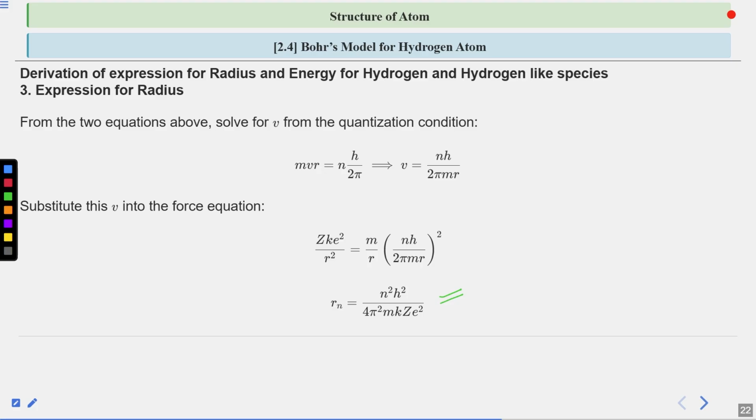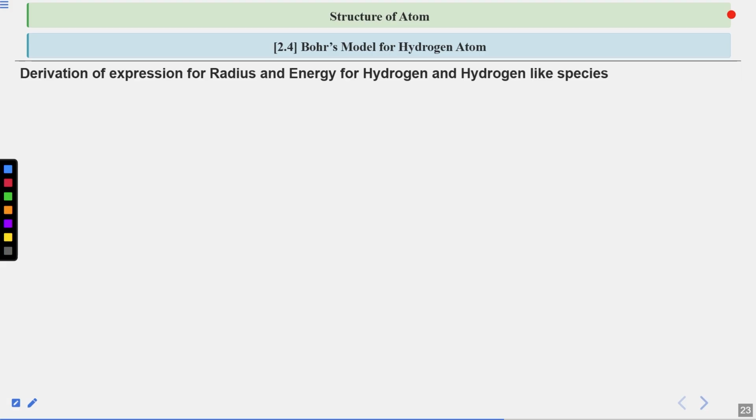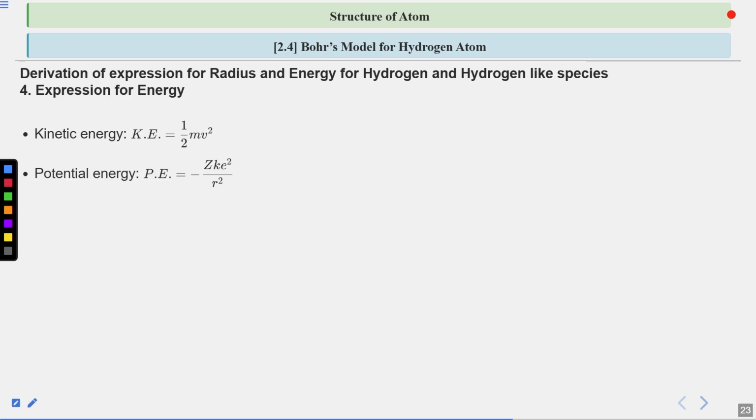Now, what about the value of energy? Let us see that. To calculate the expression of energy, we know that the kinetic energy is equal to half mv². Many of you have answered the same. What will be the potential energy? Obviously, that will be minus Zke². Again, potential energy will be the electrostatic potential. Z will be considered here. We know that Zke² by r² is equal to mv²/r from the previous equation. Therefore, mv² is equal to Zke² by r. Just put the value of mv² here.